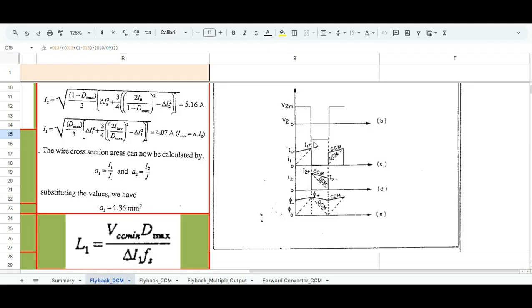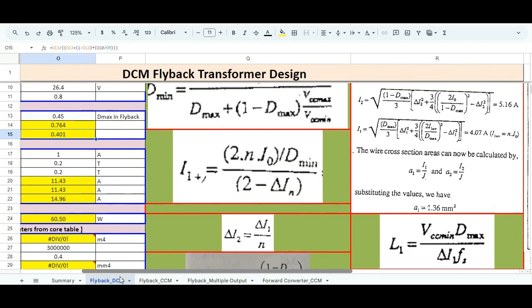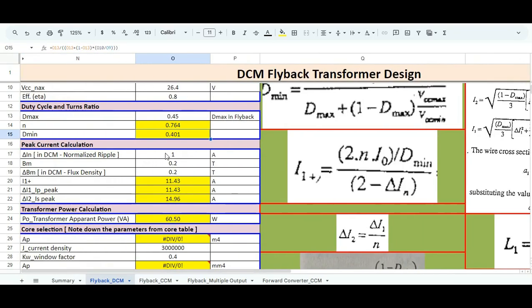In order to understand the normalized ripple factor: for the next switching cycle, you want your current to be 0. So in the DCM mode, your normalized ripple factor is going to be 1. I have considered this one. And for the maximum core flux density, I'm considering 0.2 Tesla for ferrite cores, high frequency ferrite cores.